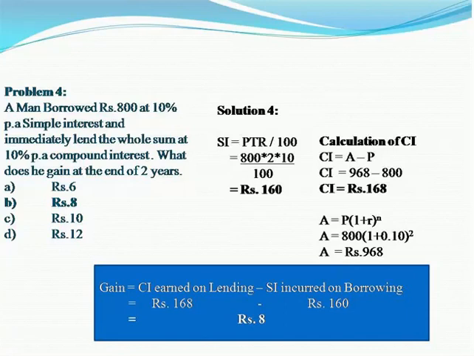The gain is nothing but the difference between the compound interest earned on lending minus the simple interest incurred on borrowing. So rupees 168 minus 160, that is rupees 8 is the gain made by the man. So option B is the correct answer for this particular problem.